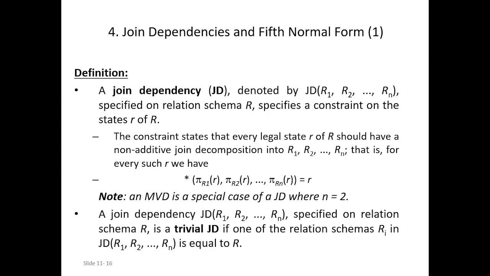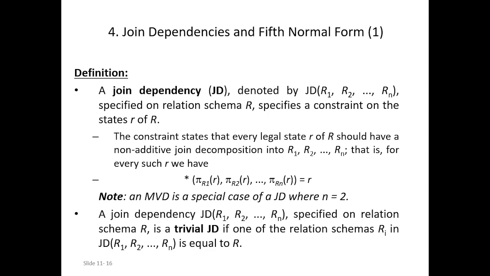Okay, so what we mean is that, given a relation schema R, we'll be able to decompose that into R1, R2, etc., Rn. And when we join R1, R2, etc., Rn together, we should get R back. That is known as a join dependency.